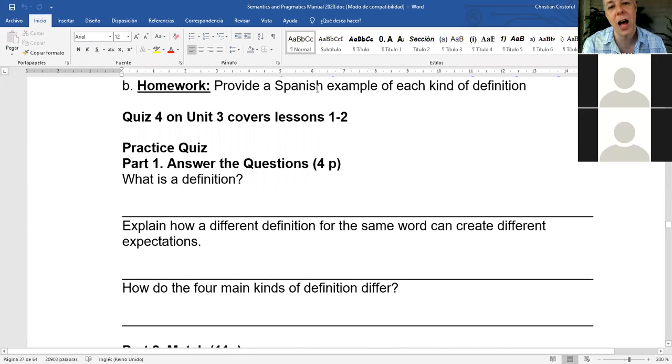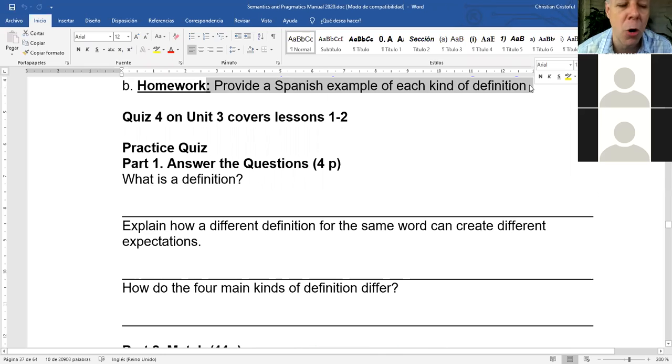Then you have homework. The homework provides a Spanish example of each kind of definition. So you're going to come up with a Spanish word. Let's suppose perro. Perro is the word. And then you define it in English. It's a four-legged animal that has a tail that wags when he's happy. If you say that, you need to say, this is an example of a descriptive definition. It is descriptive because it describes the dog. It does not tell you how the dog must behave. If you want, you can use the same word for the four different definitions.